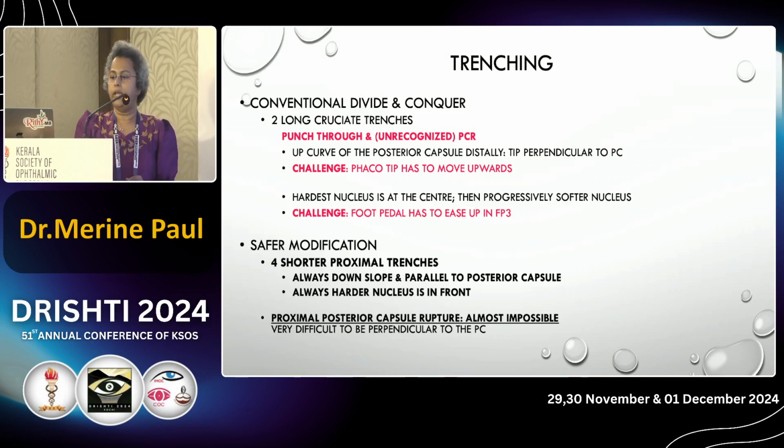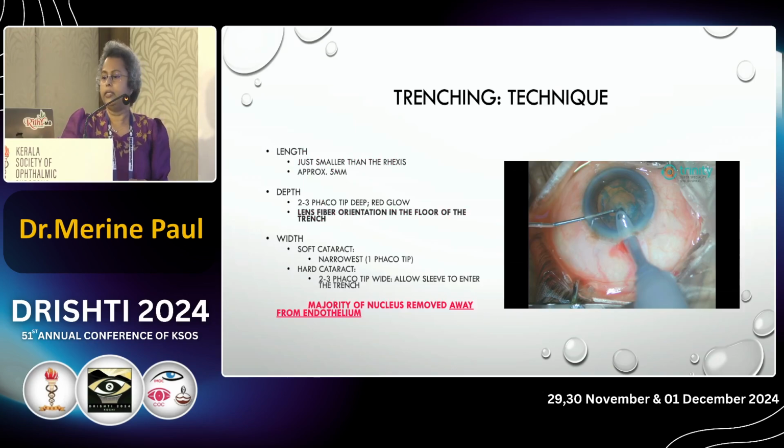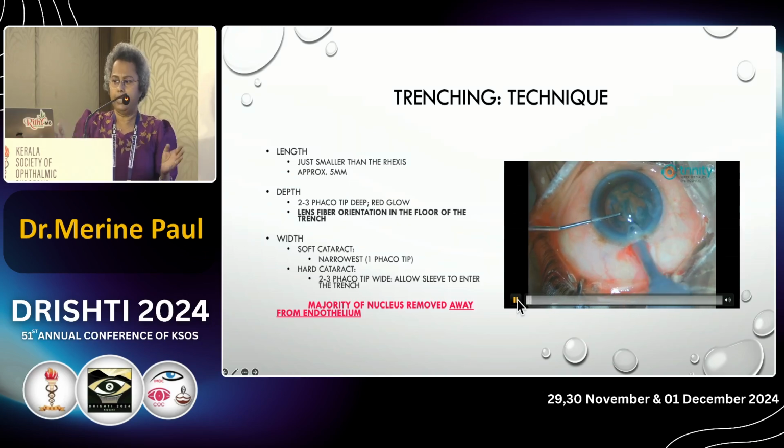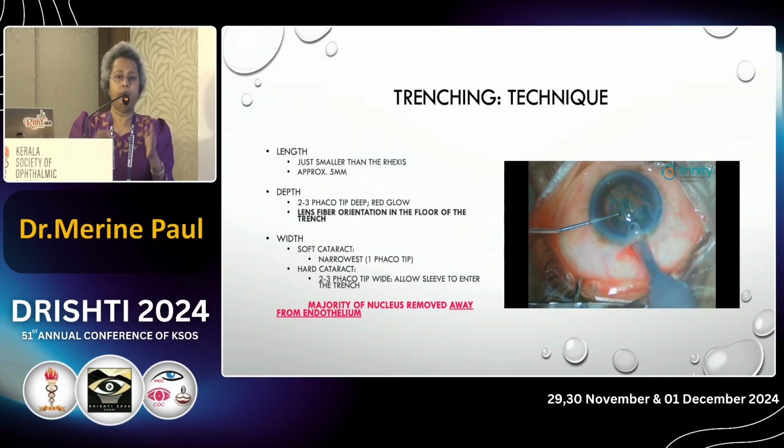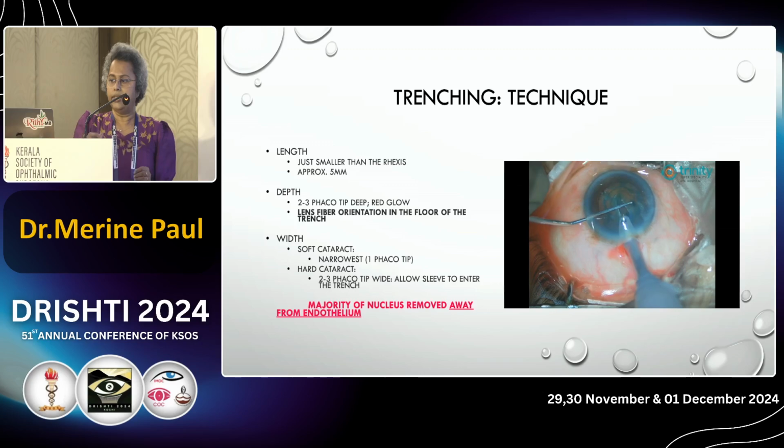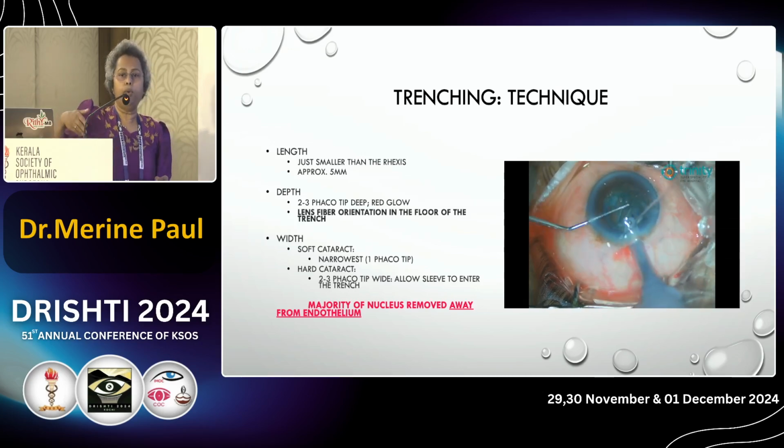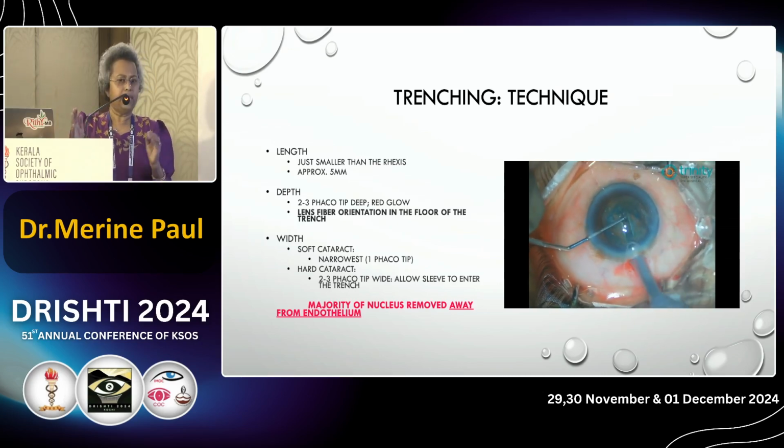So a safer modification to this is 4 proximal short trenches, and the advantage is that you're always on the downslope and you're parallel to the posterior capsule, which I'll show you shortly. And if you're always in the proximal part, it's very difficult to engage the PC. This is the basic trenching technique, with 4 proximal small trenches. So you don't make that long trench. This is best for beginners.